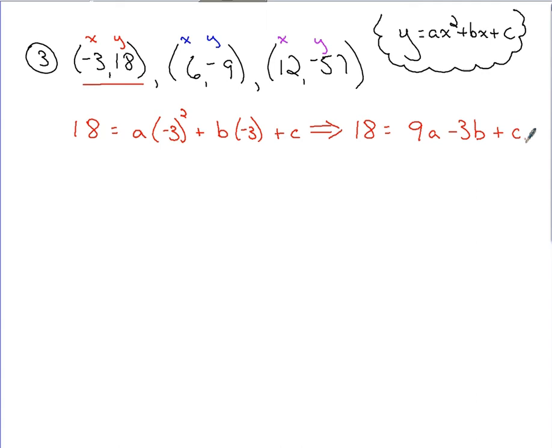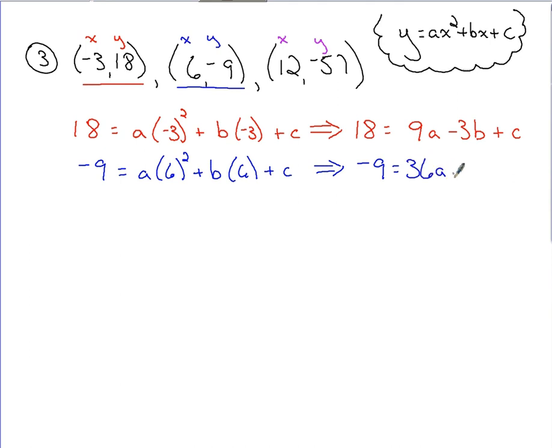Now, we don't want to have these other points feel neglected, do we? We should use them as well. Plug those into our general form. Y is -9 for this second point. X is going to be 6, so a times 6 squared plus b times 6 plus c, where if I simplify that, -9 equals 36a plus 6b plus c.